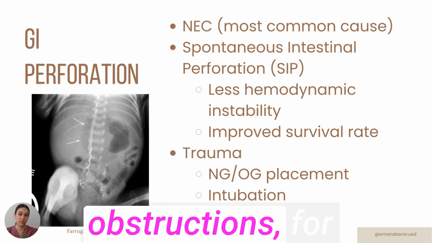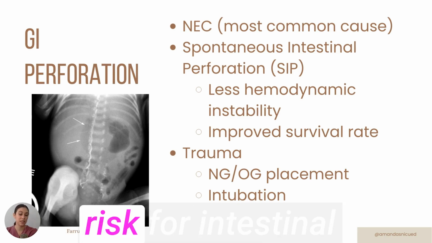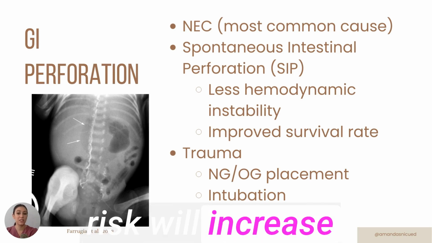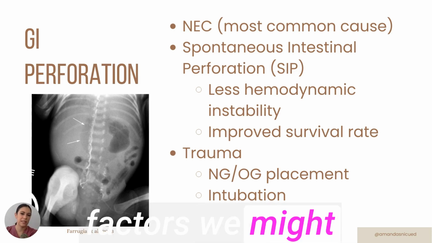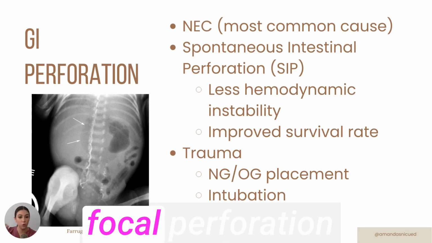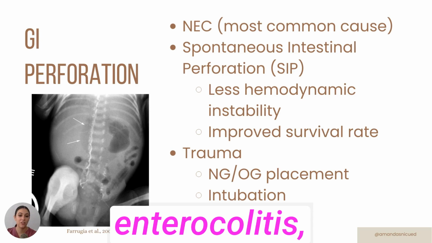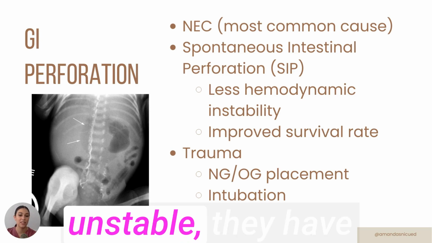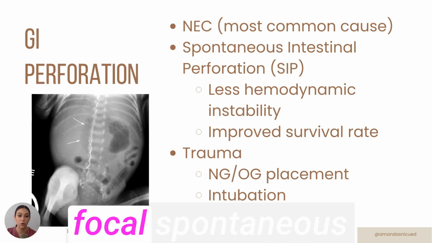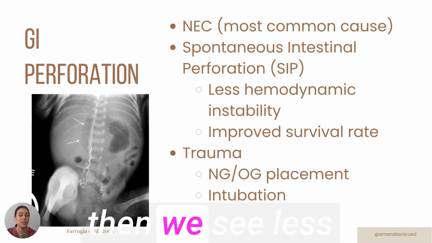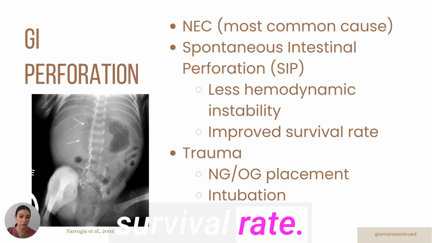Infants with bowel obstructions, for example, meconium ileus, that are being treated with water-soluble enemas are also at risk for intestinal perforation, and that risk will increase with multiple attempts of relieving the meconium. There's different factors we might see that will help us distinguish a focal perforation from something like necrotizing enterocolitis. In necrotizing enterocolitis, they are really hemodynamically unstable. They have metabolic acidosis. They don't do as well compared to if there's just a focal spontaneous perforation, then we see less hemodynamic instability and less metabolic acidosis and an improved survival rate.